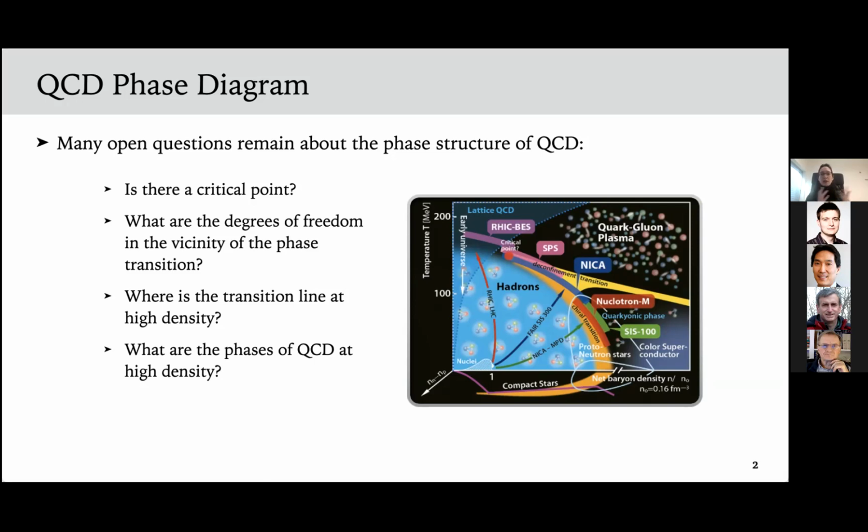So what are the different degrees of freedom in the vicinity of the phase transition? And in addition, can we draw the full transition line out to high density? What does it look like? Where does it terminate on the mu_B axis at T equals 0? And in addition, what are the exotic phases that are created at high density in strongly interacting matter? So some heavy ion collision experiments can actually help answer this question.